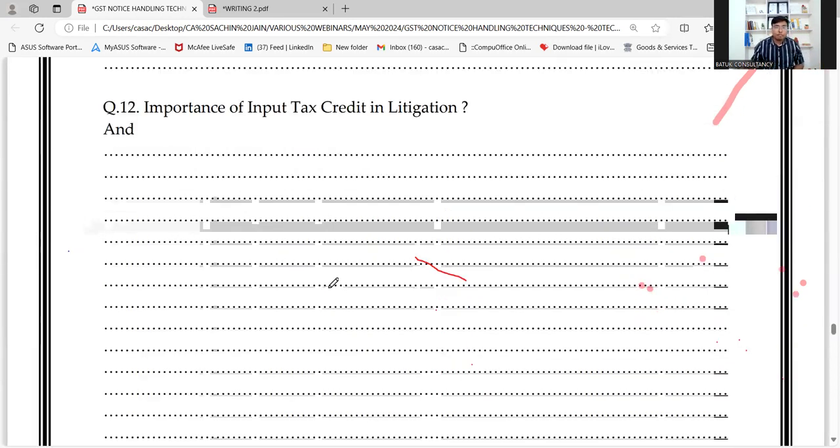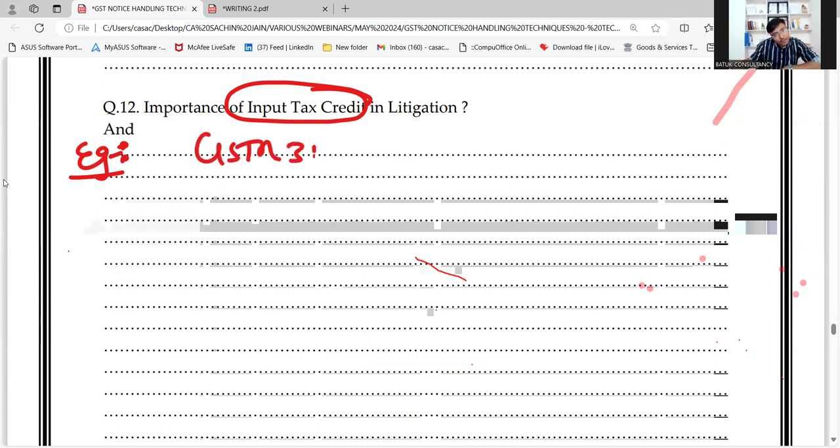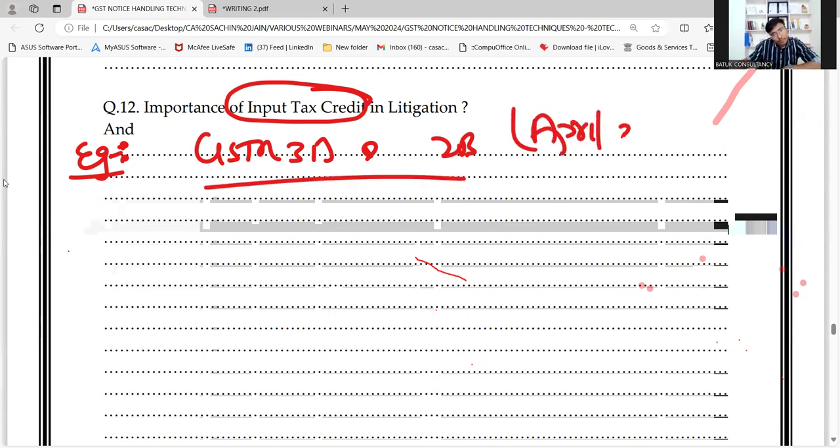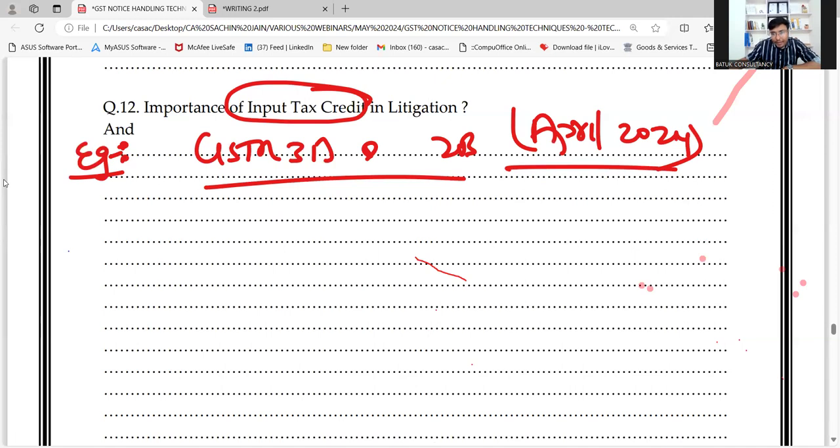Okay, now importance of input tax credit in litigation. What is the importance of input tax credit in litigation? I am just going to take one example, and through that example I will explain you the situation. Suppose there is a difference between GSTR 3B and 2B. In April 2022, there was a difference. Suppose one particular invoice on which ITC amount is 5 lakh rupees, IGST is 5 lakh rupees.